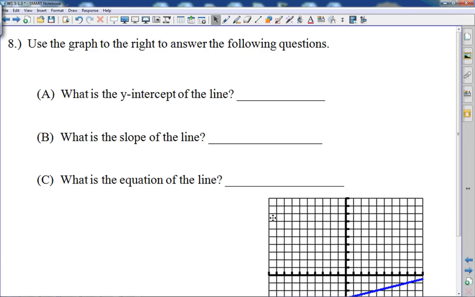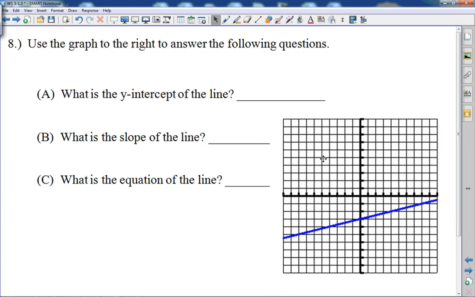Next one. I pull this up here. Okay. What is the y-intercept of the line? I've got x. I've got y. Let's put a dot on the y-intercept. 1, 2, 3. (0, -3). Now my line from left to right, it's going up. So if the line is increasing, the slope is positive.